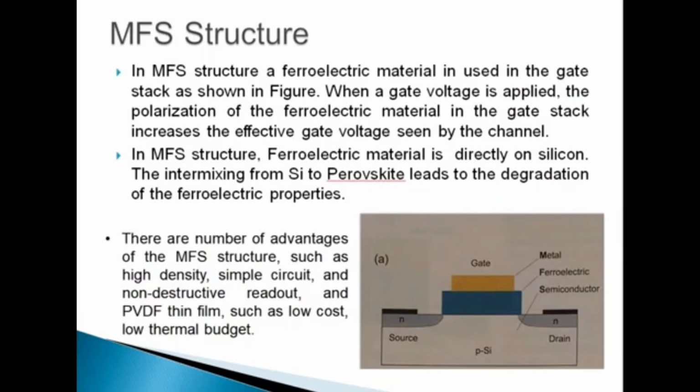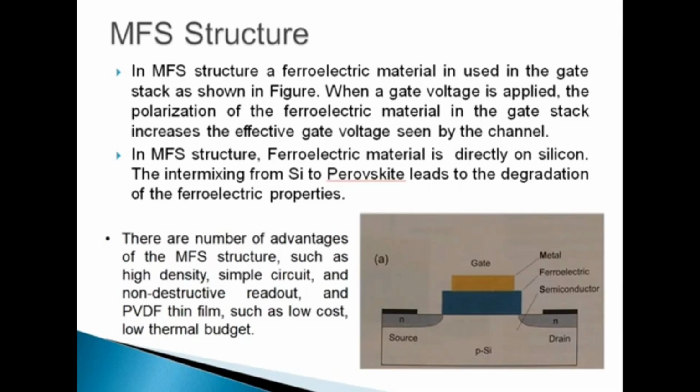First one is the MFS structure, metal ferroelectric semiconductor gate structure. In MFS structure, a ferroelectric material is used in the gate stack as shown in the figure. When a gate voltage is applied, the polarization of ferroelectric material in the gate stack increases the effective gate voltage seen by the channel. In MFS structure, ferroelectric material is directly on silicon.